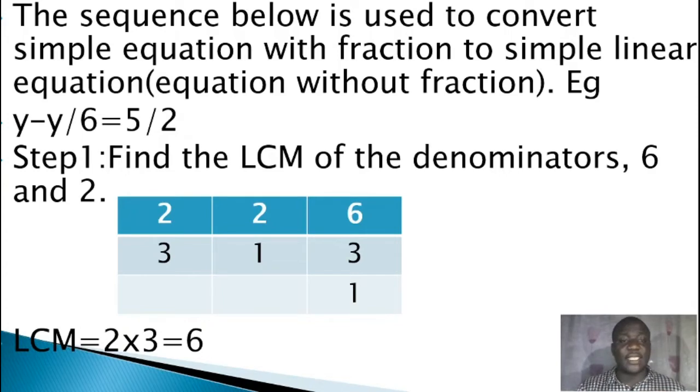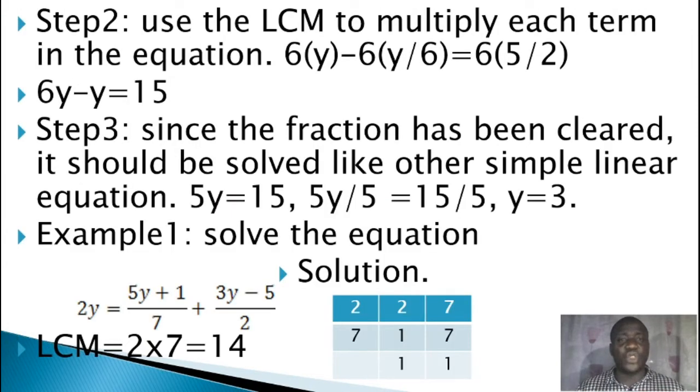After getting the LCM, the next thing you should do is to multiply each term by the LCM. When you multiply each term by the LCM, you find out that the fractions will be cleared. Look at this: 6 times y, minus 6 times y over 6, equal to 6 times 5 over 2.